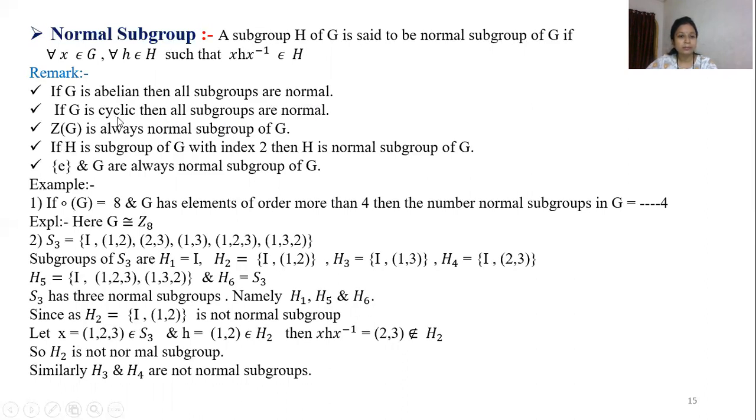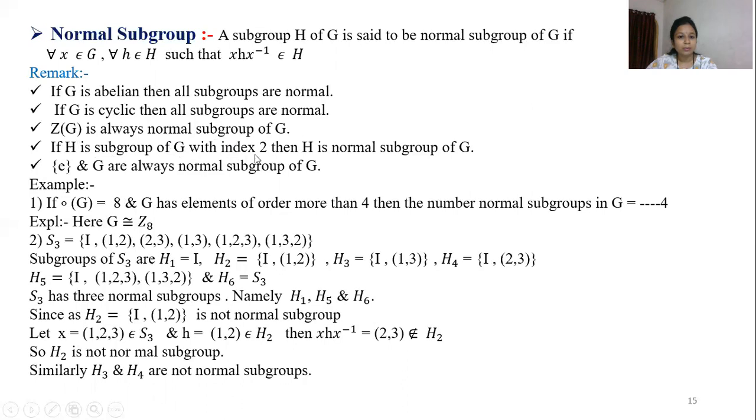Also, the contrapositive of this is true. Every cyclic group is abelian, so the contrapositive is: if it is non-abelian, then it is non-cyclic. The center of G is always a normal subgroup of G. The center of G is always a subgroup of G, an abelian subgroup of G, and a normal subgroup of G.